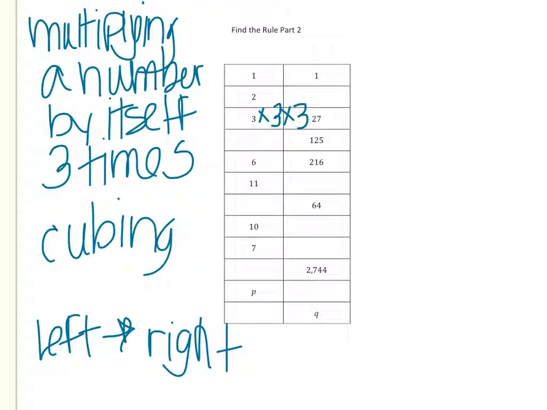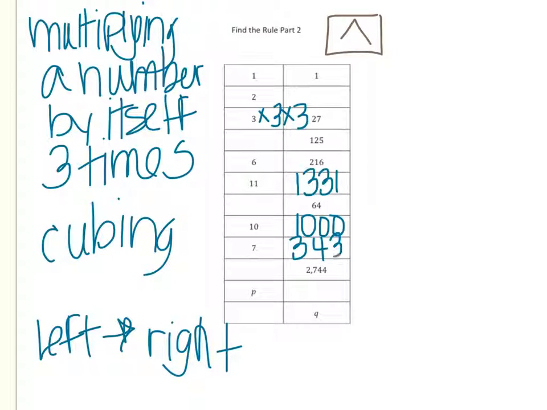When you cube things in your calculator, you're going to use the caret symbol. That's going to get it to what power you want it to be. So let's see. 11 cubed gives me 1,331. 10 cubed gives me 1,000. 7 cubed gives me 343. P cubed gives me p to the third power.